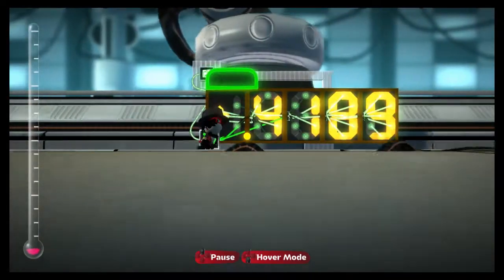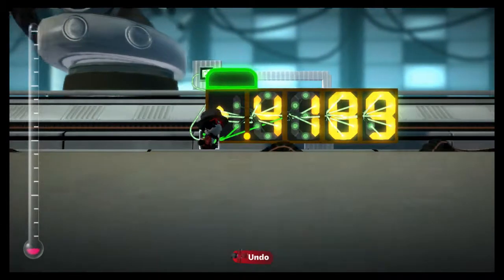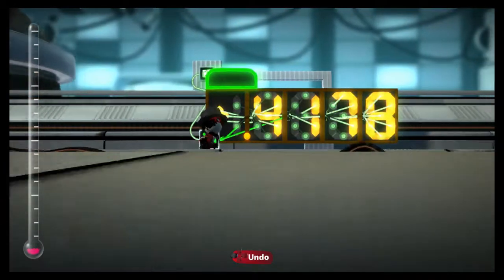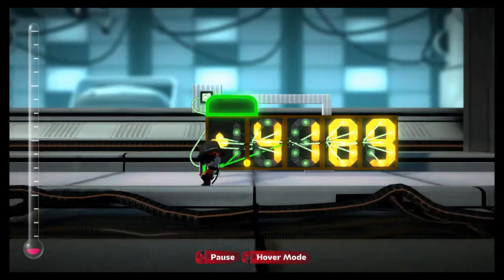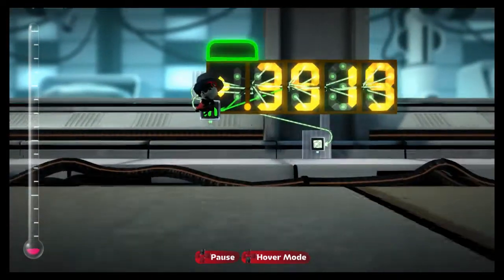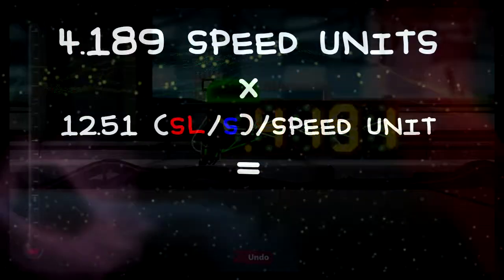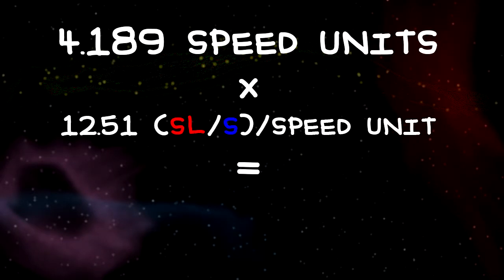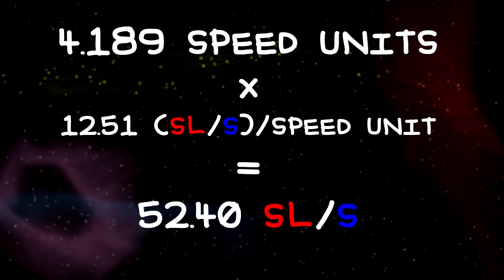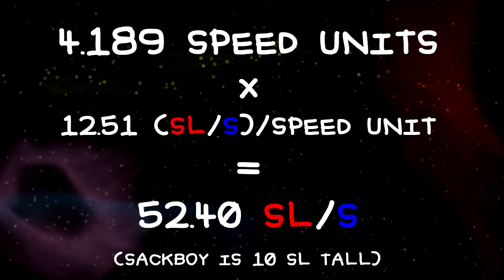We get a reading of 4.189 speed units. The best part is that it's consistent, giving us the same number again if we fiddle with the setup by stopping and starting again or jumping. Now we can just convert this to lengths with the number we found earlier, 12.51 lengths per second, giving us 52.40 lengths per second as Sackboy's running speed, or about 5 times his own height every second.